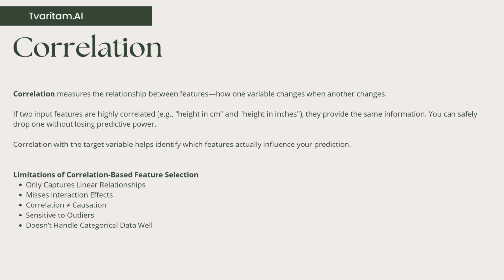Some of these disadvantages are that correlation only measures linear relationships. It may fail to capture important non-linear interactions. It does not imply causation. So two variables may appear correlated without having a causal relationship. Third, correlation can be sensitive to outliers, which may distort the observed relationship.